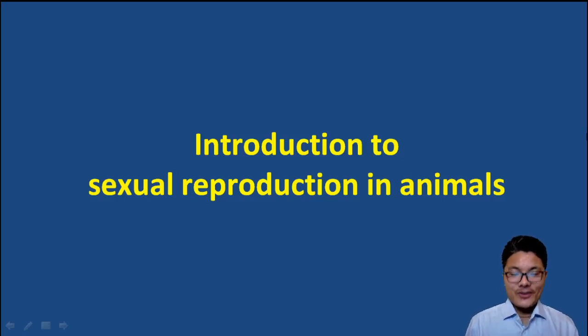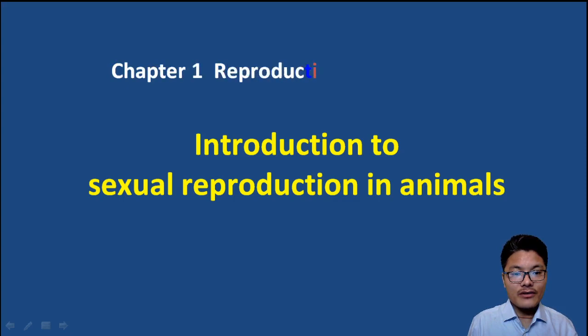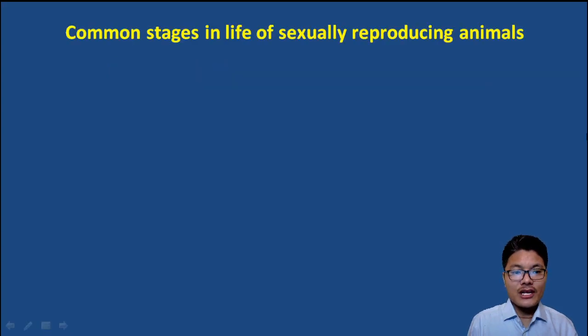Hello. So with this video, let me discuss some aspects of sexual reproduction in animals. This is just an introduction. This is part of chapter number 1, reproduction in organisms. First, let's discuss the common stages in the life of sexually reproducing animals. We are animals, so let's see what's happening in the life of us and other animals.